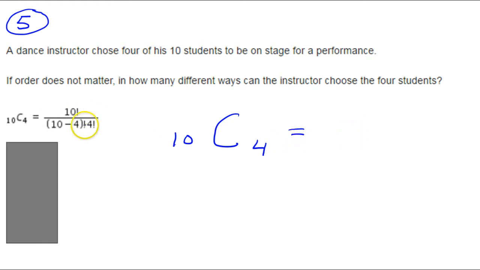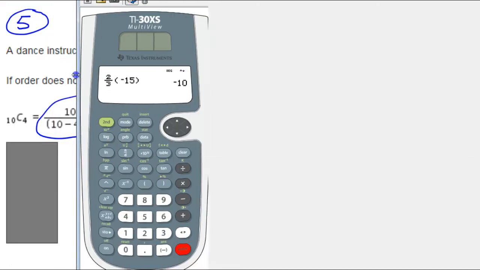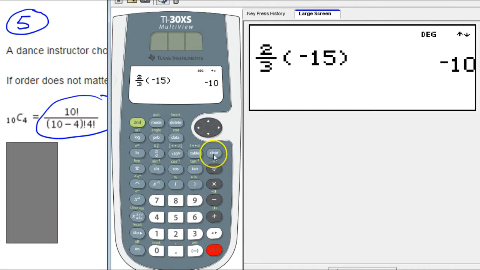So, once you have this situation, this is sort of the definition. They're showing you how to set up a combination. All right, there it is. But you can use your calculator. I mean, that's the bottom line. And I'm actually going to show you 2 things real quick.